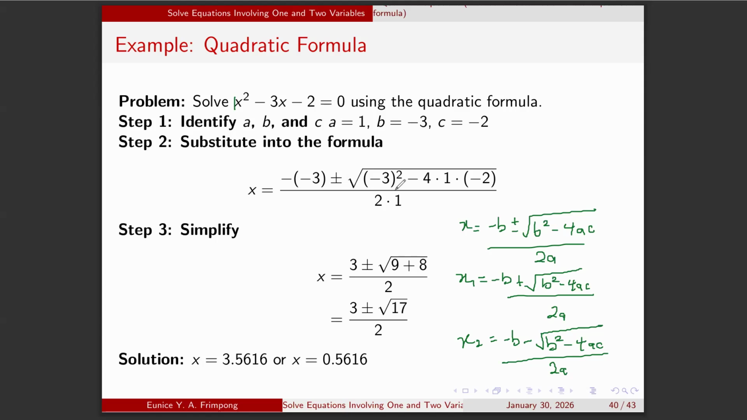So at this point, you can separate the two. The first one, use positive here. Second one, use negative, and then simplify with your calculator to get x equals 3.5616 or x equals 0.5616.